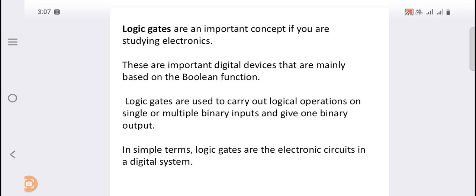So now we are going to discuss the basic gates. These are important digital devices that are mainly based on Boolean functions. Logic gates are used to carry out logical operations on single or multiple binary inputs and give one binary output. Logic gates are electronic circuits in digital systems.